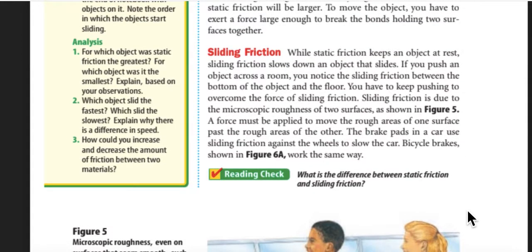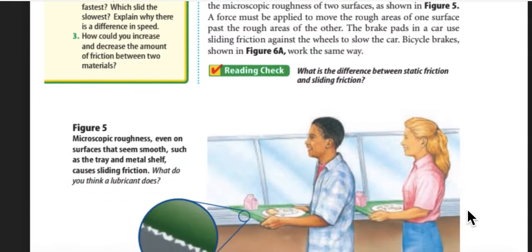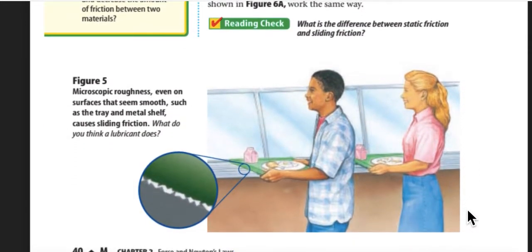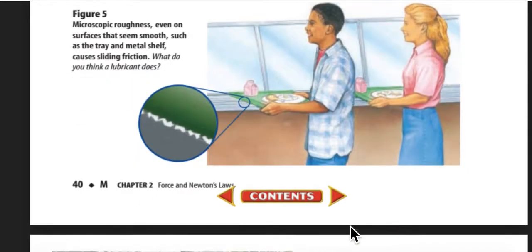Reading check. What's the difference between static friction and sliding friction? You're right. Static friction keeps things in place. Sliding friction slows things down that are in motion. Figure 5 shows a cafeteria. Microscopic roughness, even on surfaces that seem smooth, such as the tray and metal shelf, causes sliding friction. What do you think lubricant does? It reduces the sliding friction.